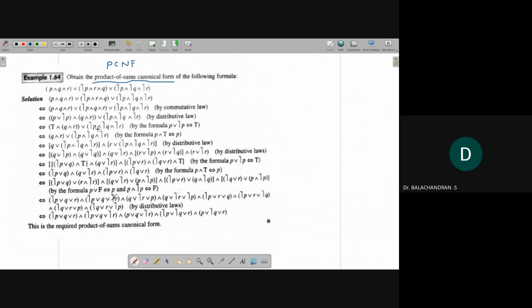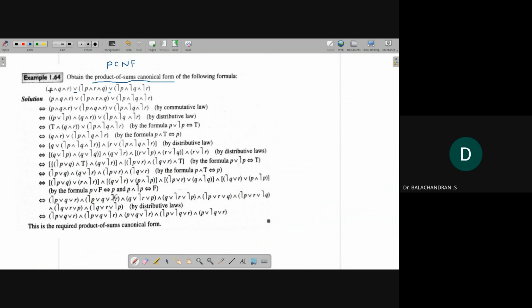But in the book, they did it by this procedure. My suggestion is, don't follow this one. If you are interested, please go through it. I am not preferring this method because I feel it is a little lengthy, and you can do this problem a little bit shorter.